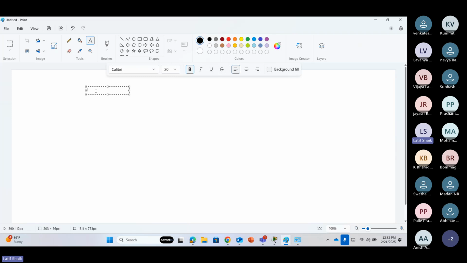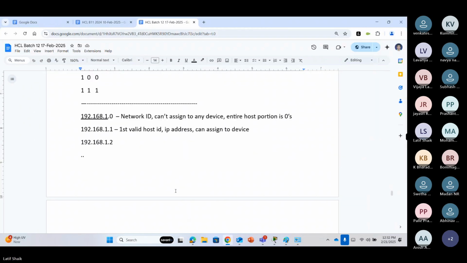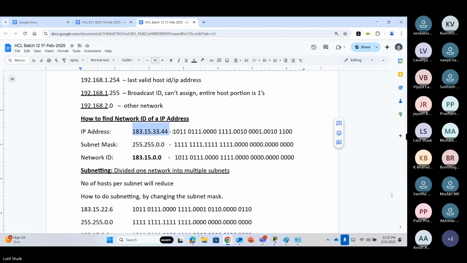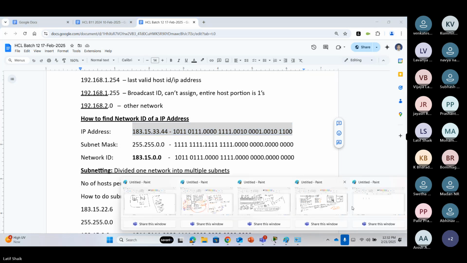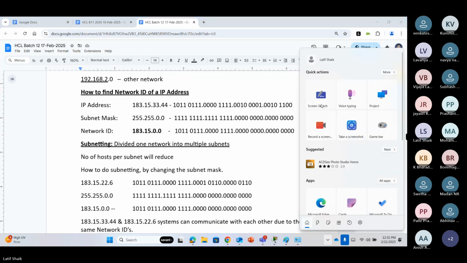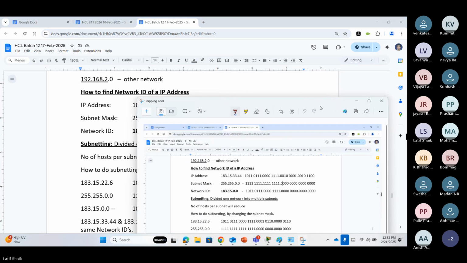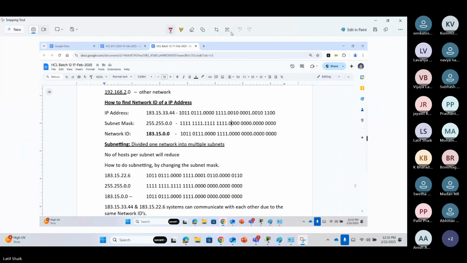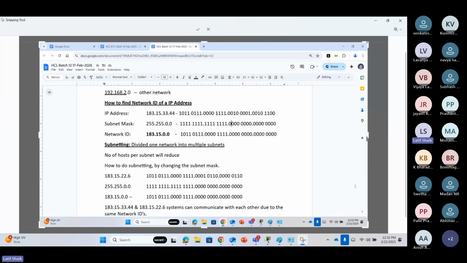For example, you take an IP address. I think I have an IP address here. Why should I struggle? It's simple. I can make it. Okay. Presently, this is easy.